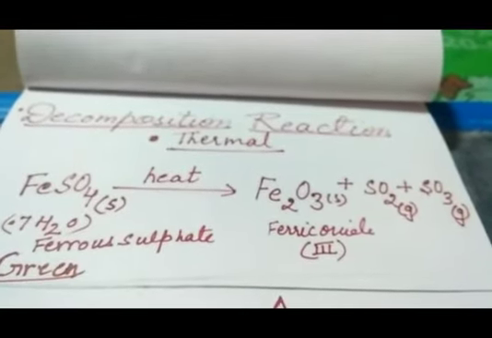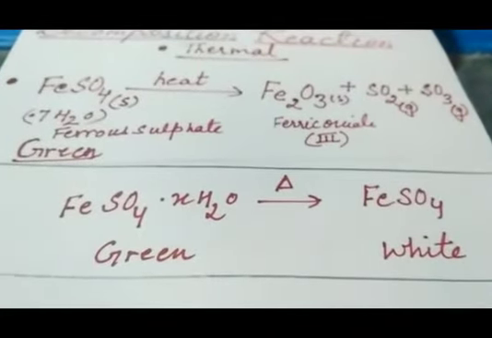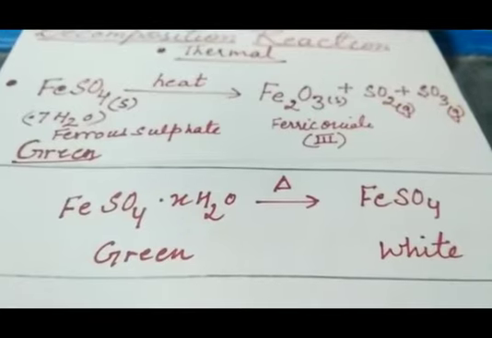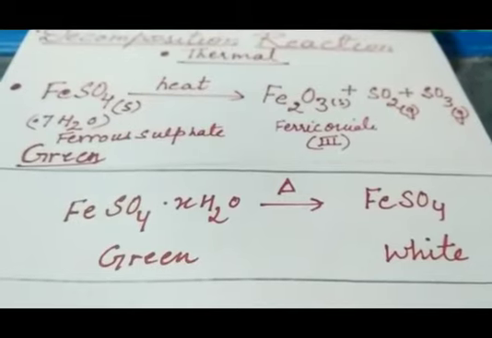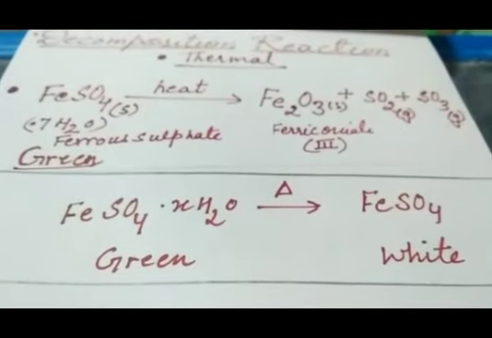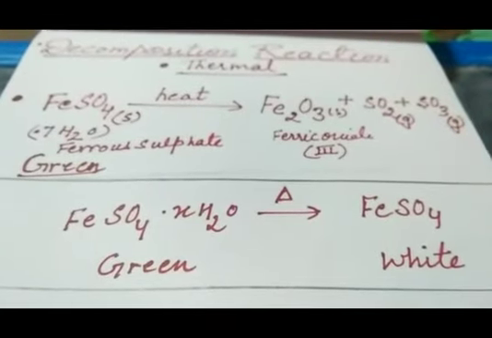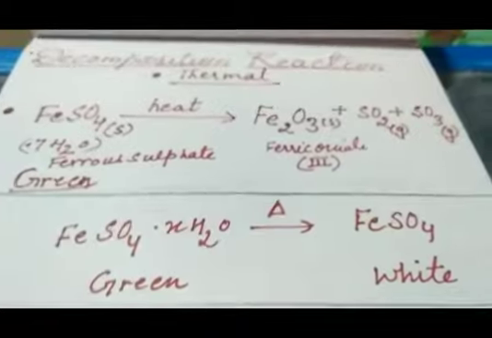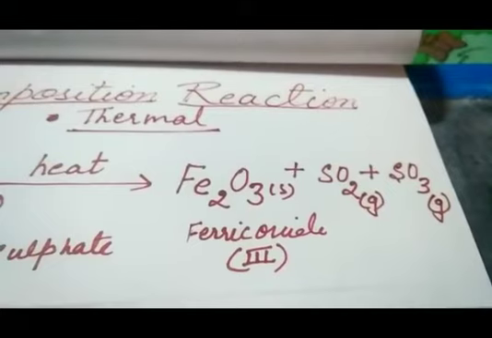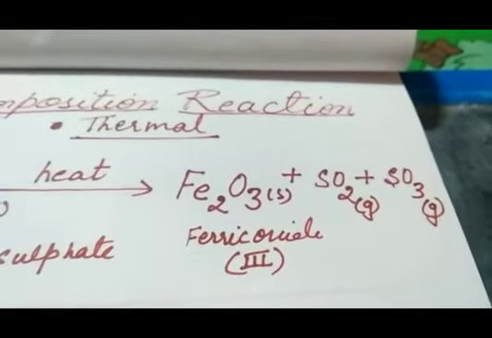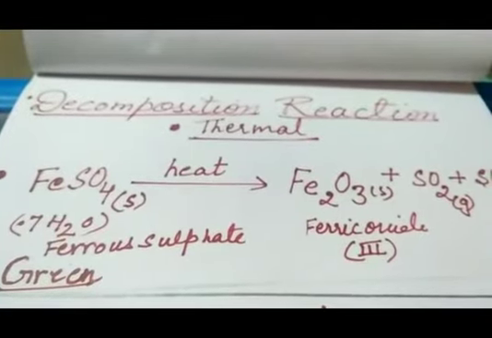How will you come to know that the reaction has taken place? When you heat the ferrous sulfate, which contains some amount of water in it, it is green in color. On heating it changes to white color because the water is evolved and ferrous sulfate is left. When it is heated more, it gives these products, that is Fe2O3 ferric oxide, sulfur dioxide and sulfur trioxide. This is an example of thermal decomposition.